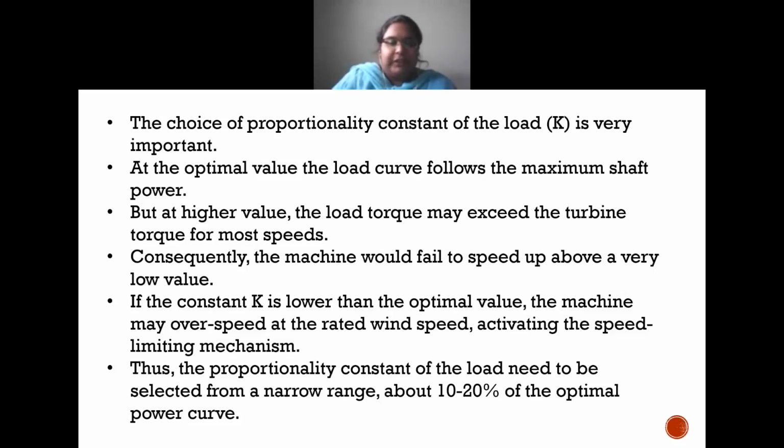So we need to make sure the proportionality constant K which we are taking has a very narrow range in which we need to choose it. It will be only 10 to 20% of the optimal power curve. Whatever the optimal power curve is, only 10 to 20% of variation is allowed for the proportionality constant of the load.